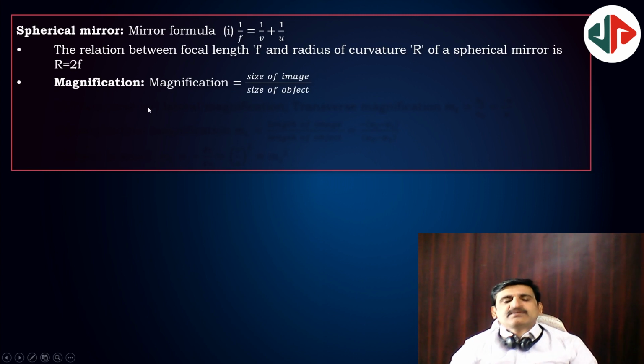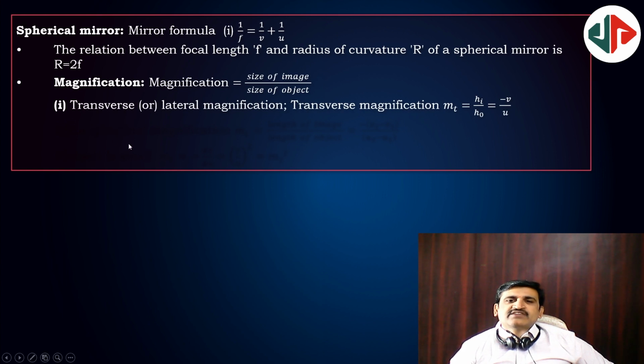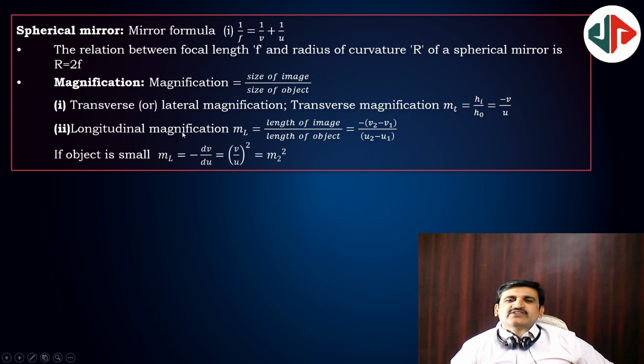Spherical mirrors formula is 1 by f is equal to 1 by v plus 1 by u. Minus is for lens, mirror will have plus, and r is equal to 2f. Size of image by size of object will give you linear magnification. Transverse and lateral magnification is hi by h naught equal to minus v by u for mirrors. Same side, no, that's why minus sign will be there. Longitudinal magnification is length of image by length of object, that is along the principal axis, minus (v2 minus v1) by (u2 minus u1).